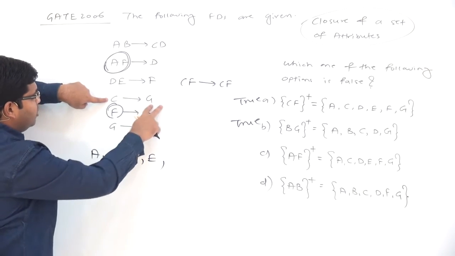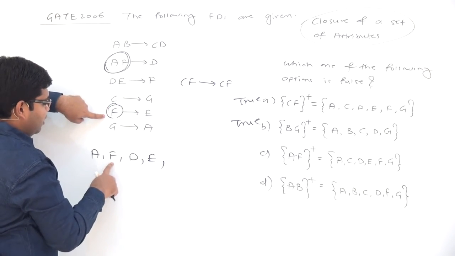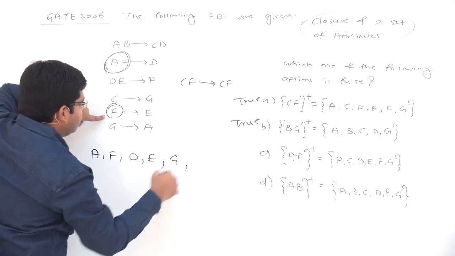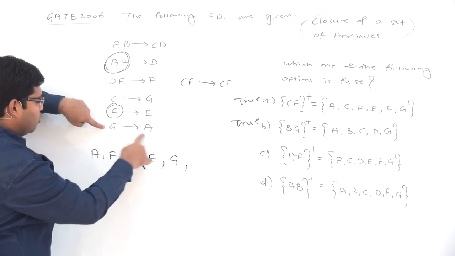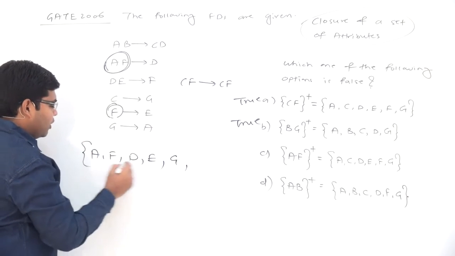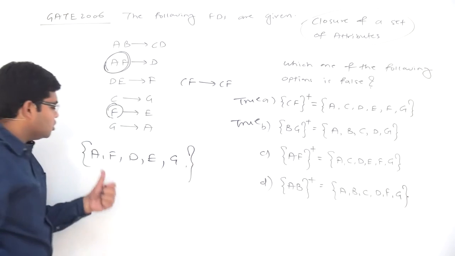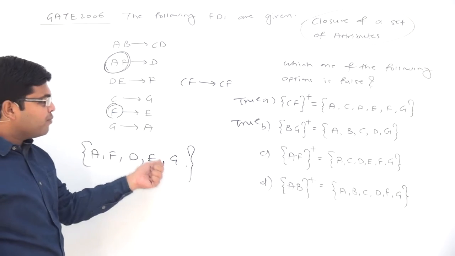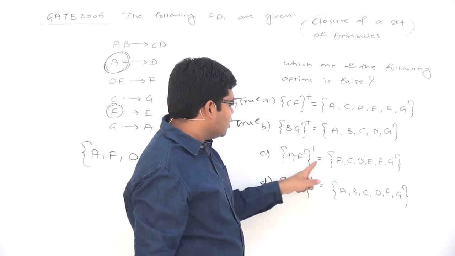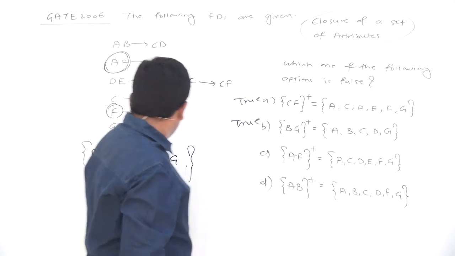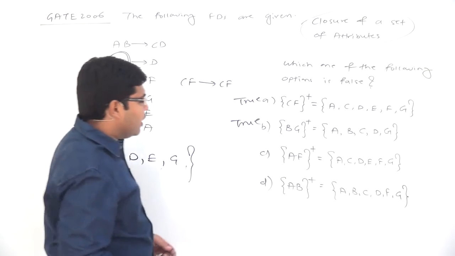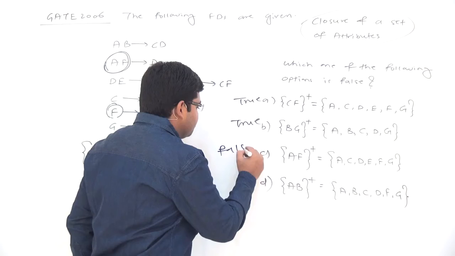C will give the value of G, but C is not available. F gives G. Okay, so from F we can obtain the value of G, and finally G will give the value of A, so A is already available, and that's why the closure of AF will consist of these 5 attributes A, F, D, E and G. However, if you check the option, they are saying AF closure is equal to A, C, D, E, F, G. However, C is not present in the closure of AF, and that's why this particular option becomes false.